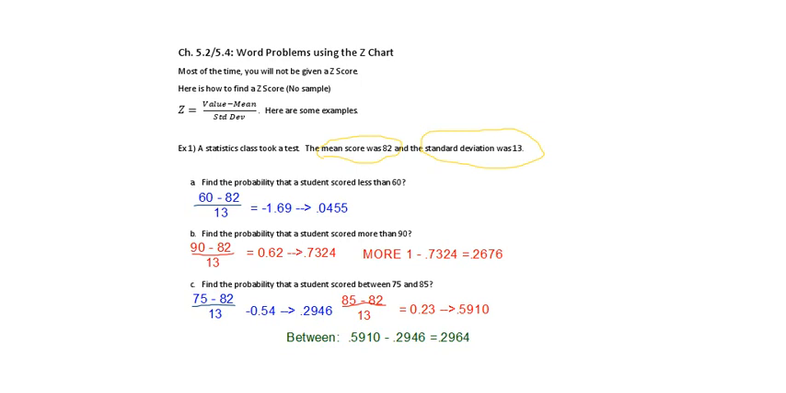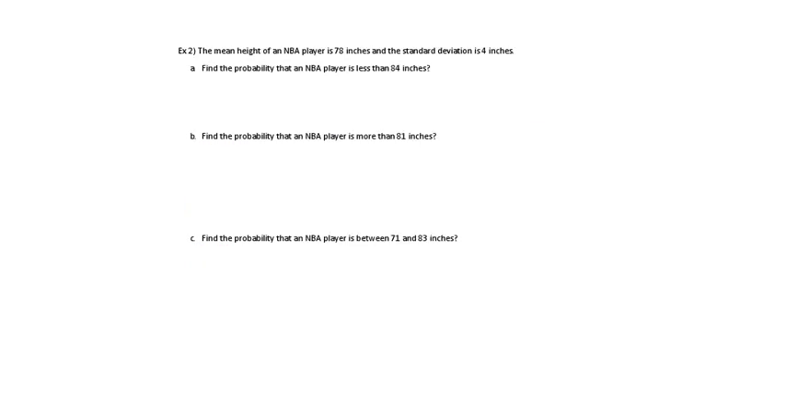Let's do another example together. The mean height of an NBA player is 78, and the standard deviation is 4. So notice, I gave you the mean and I gave you the standard deviation. So now we can find anything we want. Let's find the probability that a player is less than 84 inches. So we will do 84 minus 78 divided by 4.